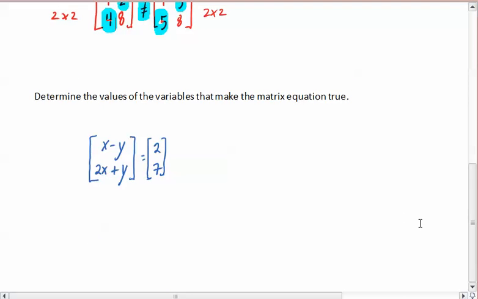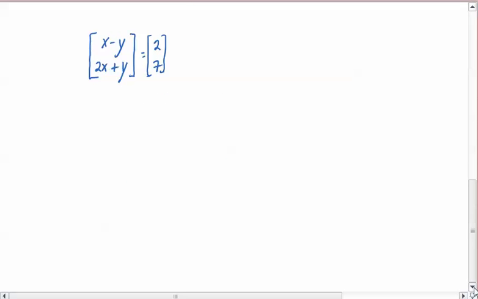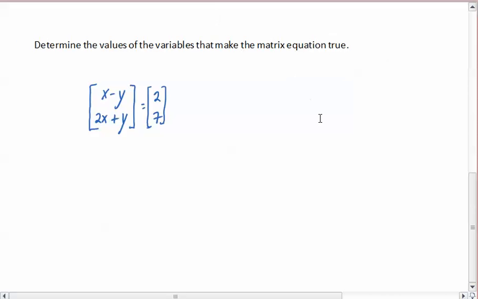Now, what if they do say that they're equal? Then we're assuming they've complied with the guidelines, and then we can do things like, what do the directions say here? Determine the values of the variables that make the matrix equation true. So here's what I know. This is a 2 by 1. This is also a 2 by 1. I'm going to take what's inside and set each position equal to its corresponding position. This is equal to this, so I'm going to make it an equation. And then I'm going to have 2x plus y is also equal to that one.